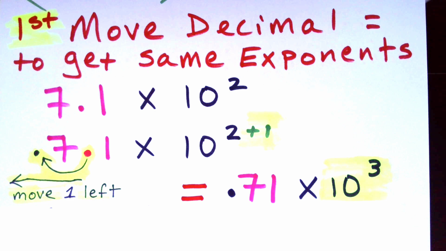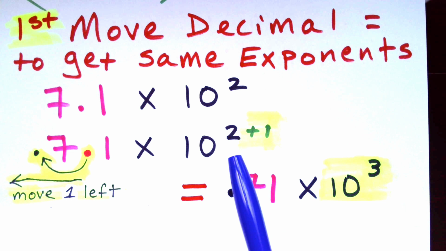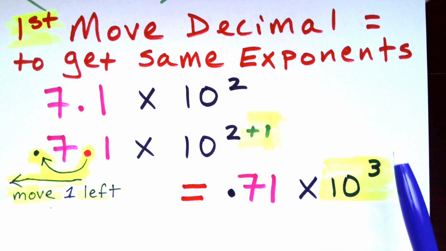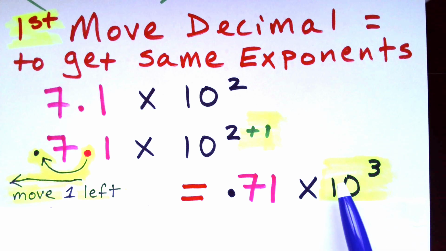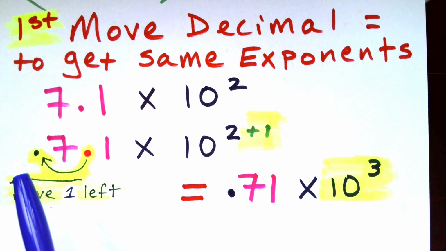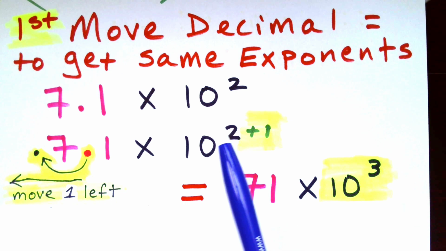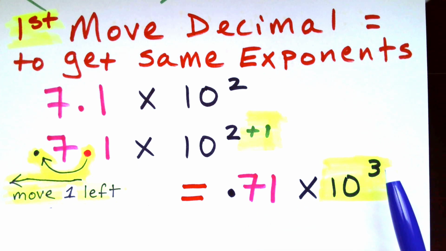All right, so the first step, let's move the decimal in the coefficient. We move it left one time. And what does that mean? Well, I get to add one value to the exponential power of 2. Now I'm going to have the same exponential power, the same base, in both of those scientific notation expressions. And so now the new coefficient, if I move that one place to the left, is 0.71. But now since I added that one exponent, it's times 10 to the third power.